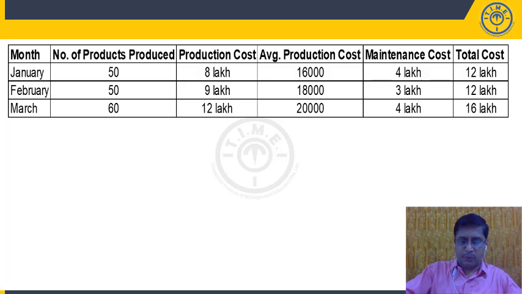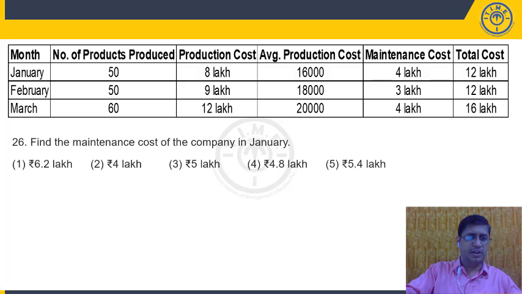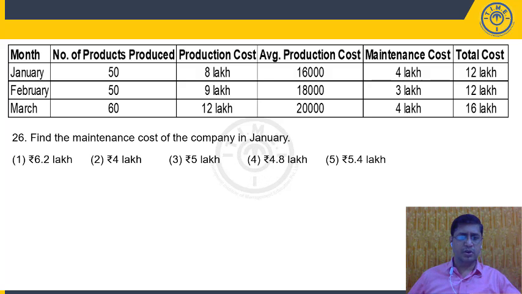Okay, my dear students, hope that is completed. Now look at the first question here, 26th question. Find the maintenance cost of the company in January. Maintenance cost in January means it is 4 lakh rupees. So now the right choice is option 2. Second choice is the right choice.